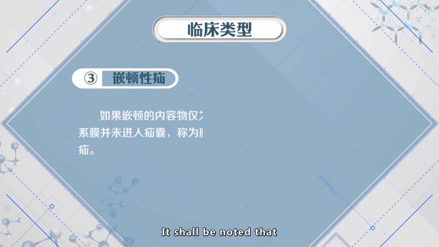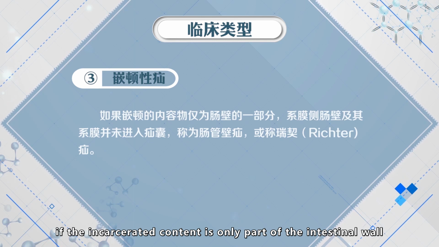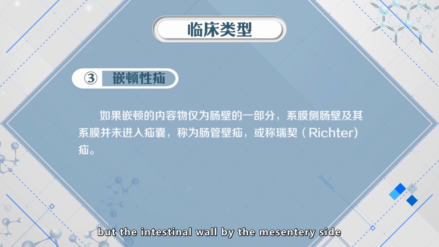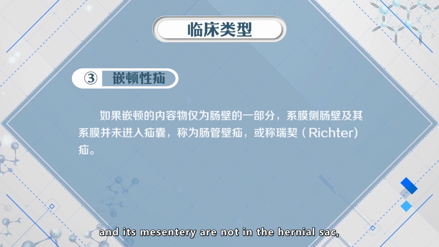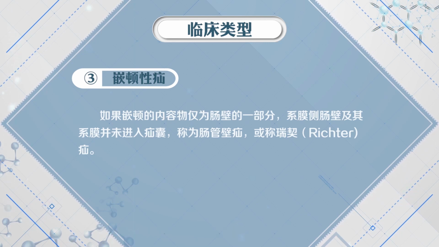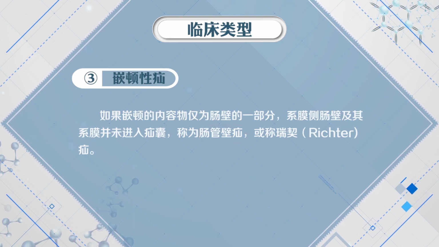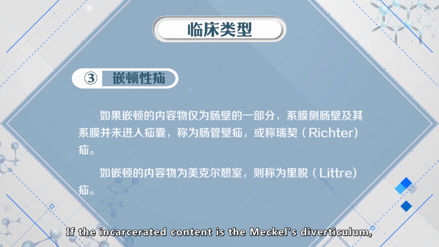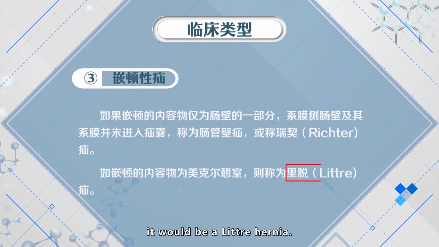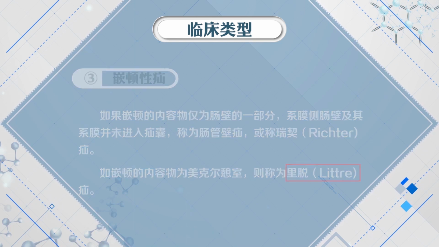It should be noted that if the incarcerated content is only part of the intestinal wall, but the intestinal wall by the mesentery side and its mesentery are not in the hernia sac, it would be an antimesenteric wall hernia, or Richter hernia. If the incarcerated content is a macrodiverticulum, it would be a lateral hernia.